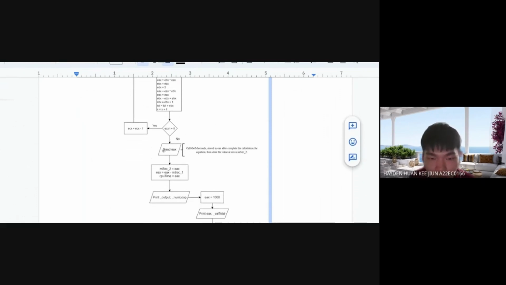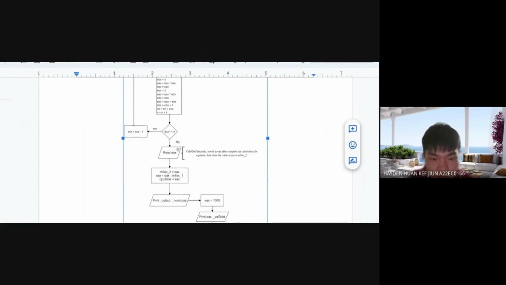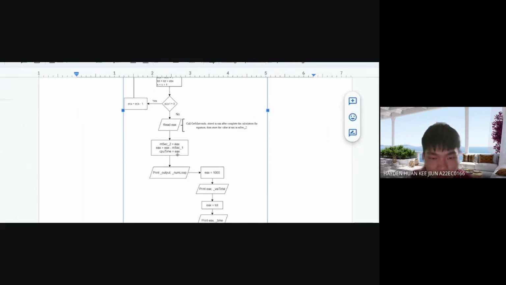After finishing the loop, we read EAX again by calling get mseconds. We store the value in EAX after completing the calculation. Then we store the value again into mset2, which is represented by this line. Then the CPU time is equal to EAX.